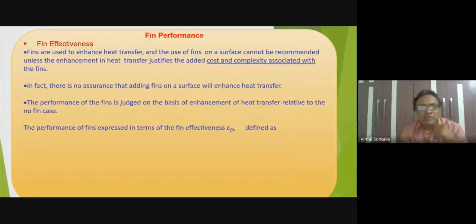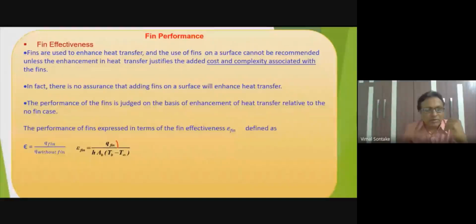So the performance of fins expressed in terms of fin effectiveness is defined as, so here we are going to define a new performance term, fin effectiveness, and it is given as heat transfer rate with fin to the heat transfer rate without fin. And in mathematical form, it is the ratio of heat transfer rate with fin to the heat transfer rate without fin. That is h A_b (T_b minus T_infinity).